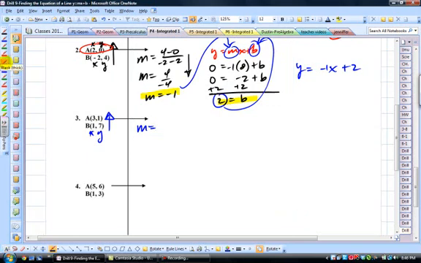All right, let's get into it here. Let's find the slope, 7 minus 1, divided by 1 minus 3. We got 6 divided by negative 2, or negative 3 here. So m is negative 3.